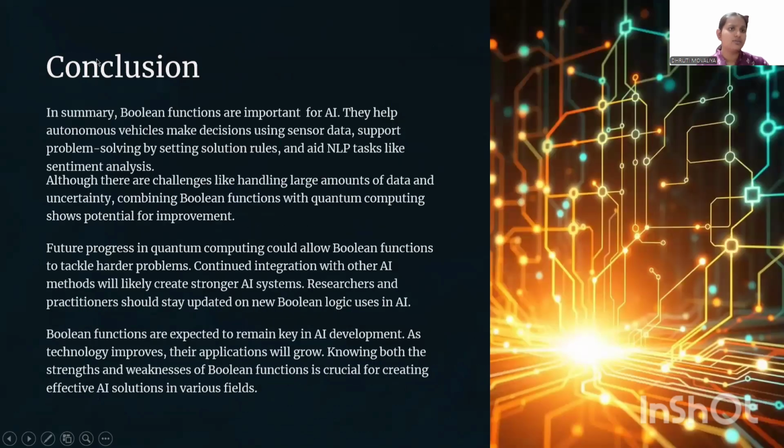In conclusion, in summary, Boolean functions are important for AI. They help autonomous vehicles make decisions using sensor data, support problem solving by setting solution rules, and aid NLP tasks like sentiment analysis. Although there are challenges like handling large amounts of data and uncertainty, combining Boolean functions with quantum computing shows potential for improvement.